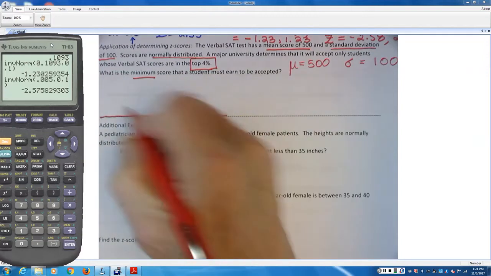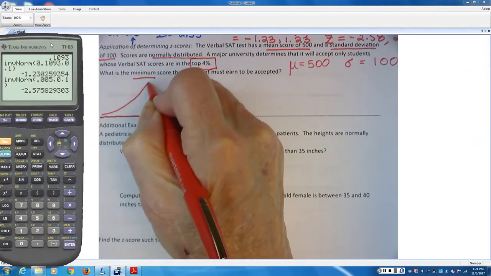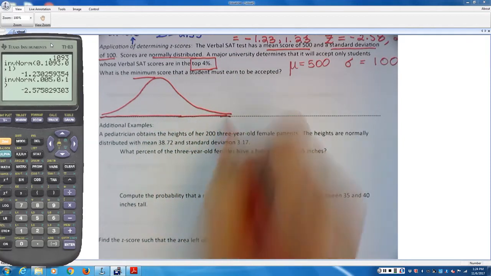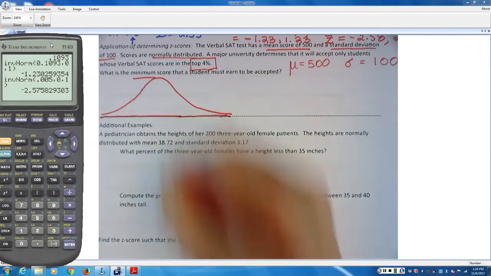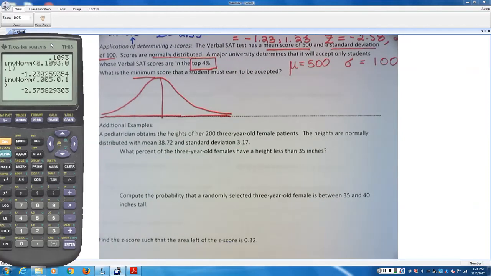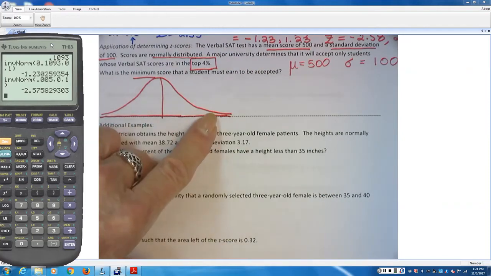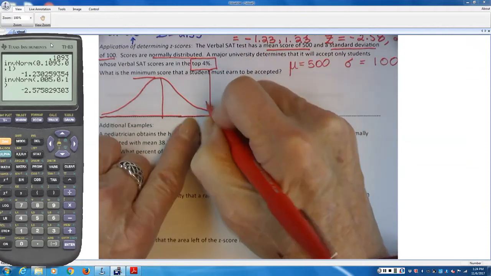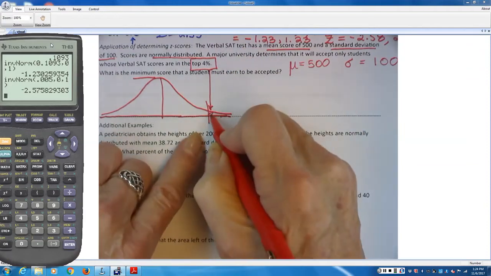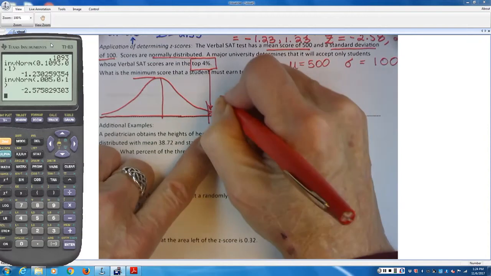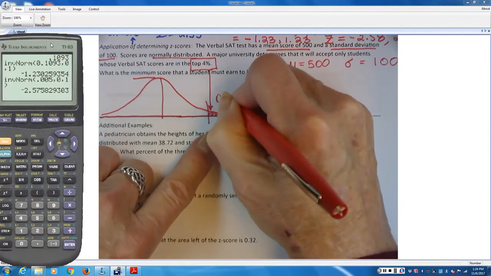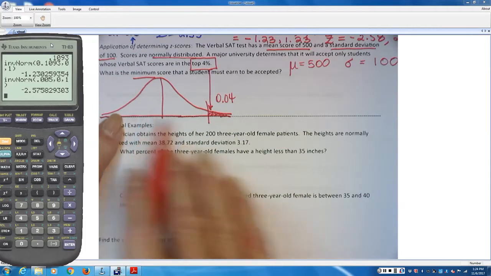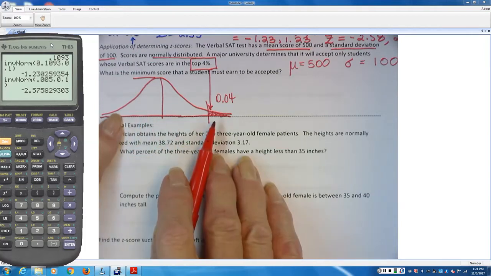just gonna draw my normal curve here. Where's my top 4% gonna be? That last little bit up here, okay? That little bitty bit up here. But we have to have the area to the left. We can't use this one. So we're gonna have to use the bottom 96%.